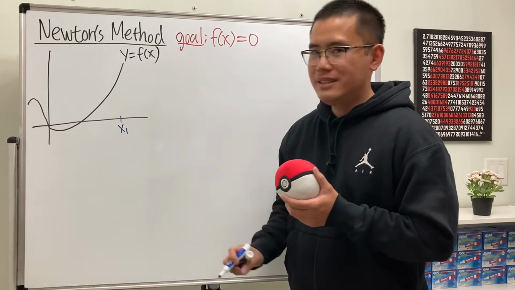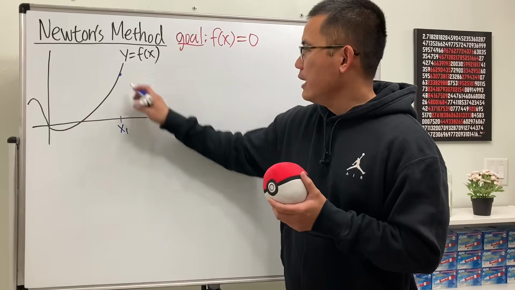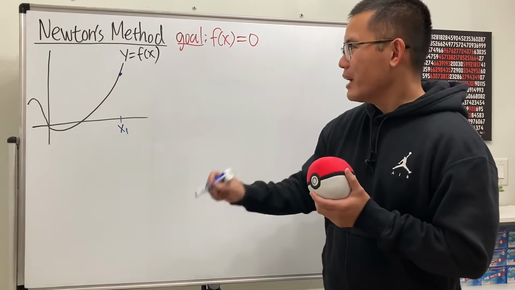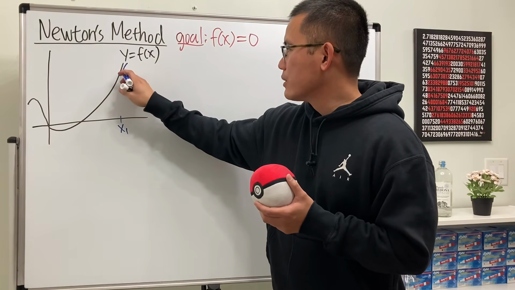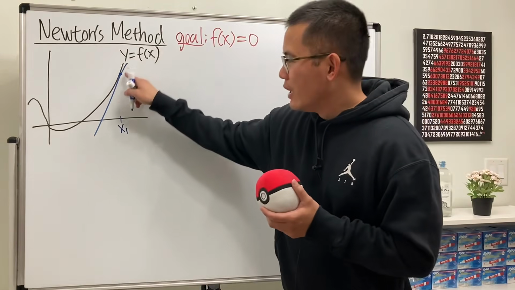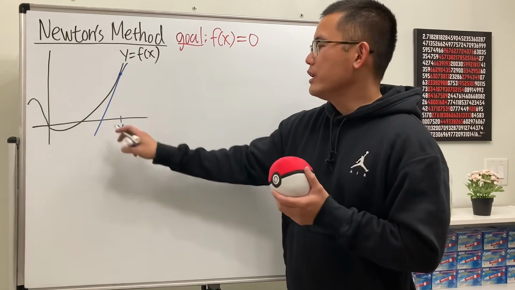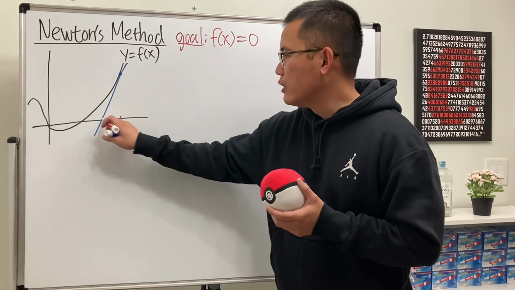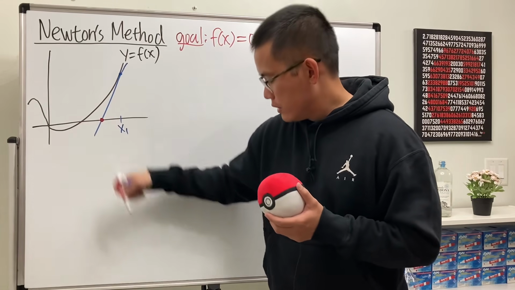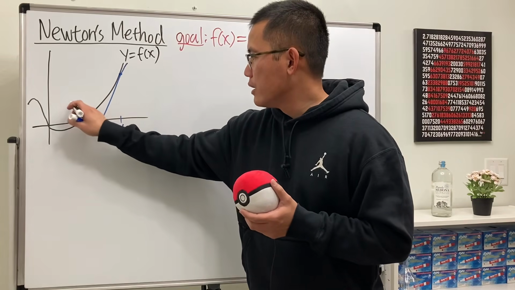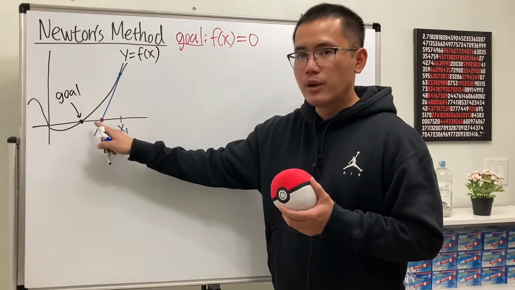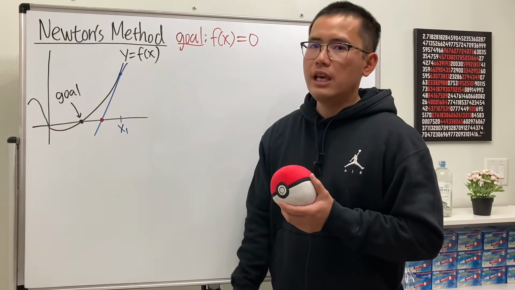So we have x1. Let's go up here, and then we have the point. You see that this is so far above 0. But it's okay, because now let's just go ahead and draw a tangent line. So let's see, we have it like this. Good. You know why? Because this is a tangent line, and we can find the x-intercept of the tangent line right here. And this point is actually closer to the actual solution that we want. Remember, this right here is our goal. This is closer to the actual answer that we want than our initial guess.